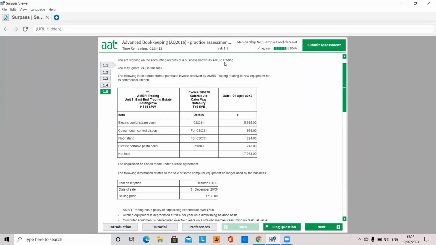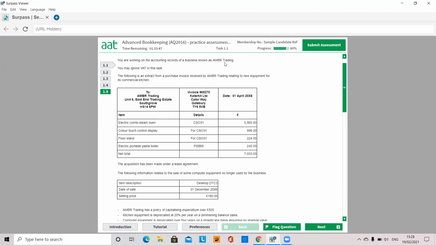As far as the kitchen is concerned, we've got this nice electric combi steam oven with the colour touch display and the floor stand. All of those are really important because you can't get it working or up and running unless you include those particular features. You don't need the pasta boiler, so that's not a necessary cost, and we're not going to include that in the fixed asset register.